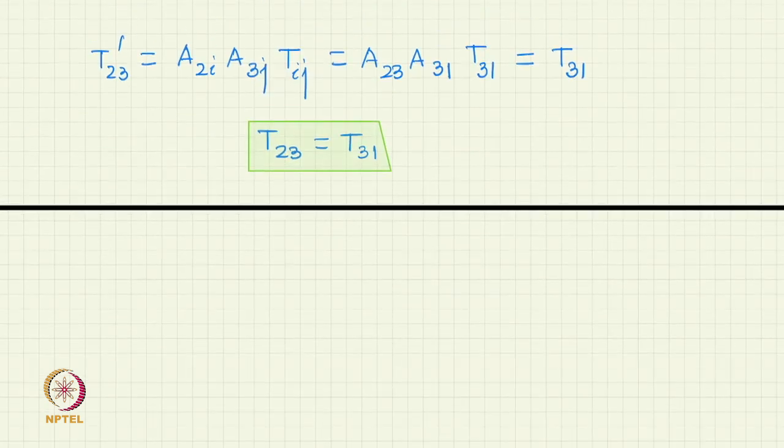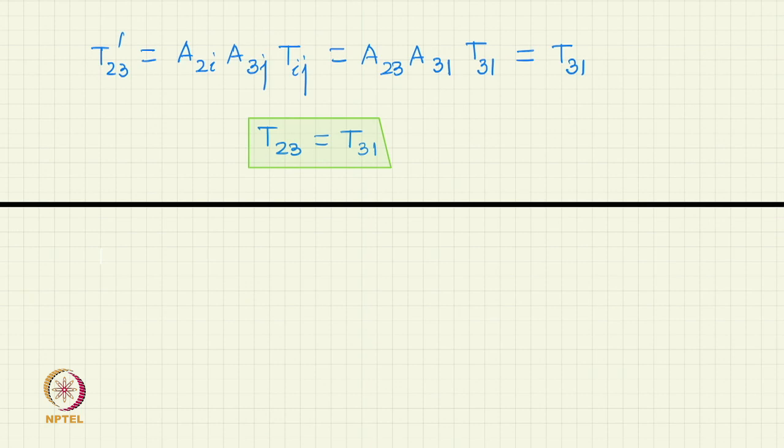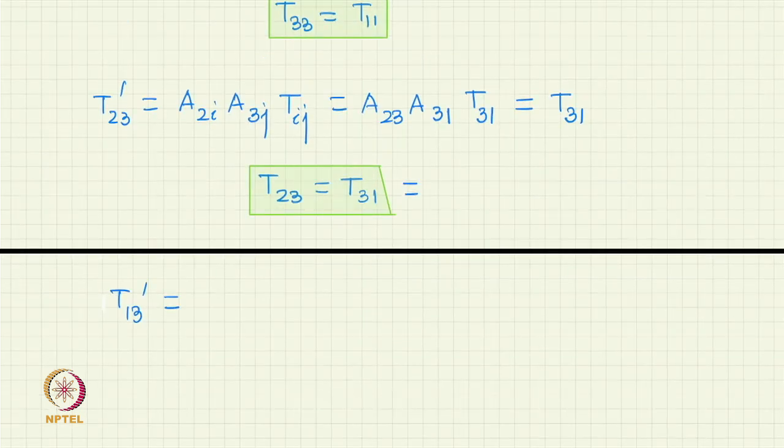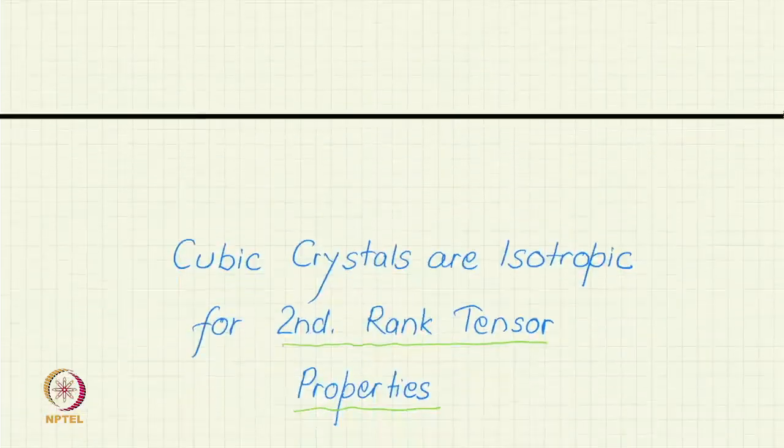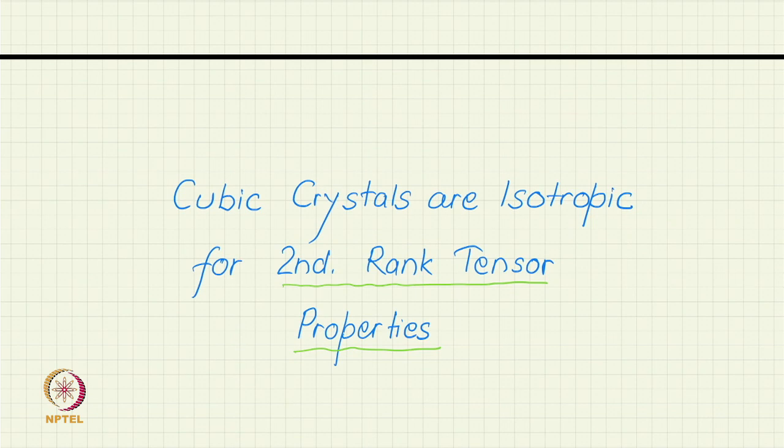Continuing our calculations for other terms. So, by symmetry we can write this equal to T13. I forgot to mention we are proving it for a second rank symmetric tensor. The property requires symmetry.